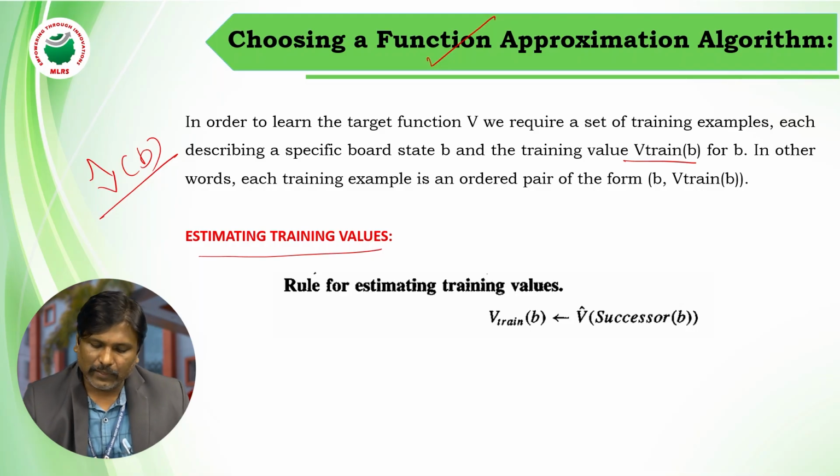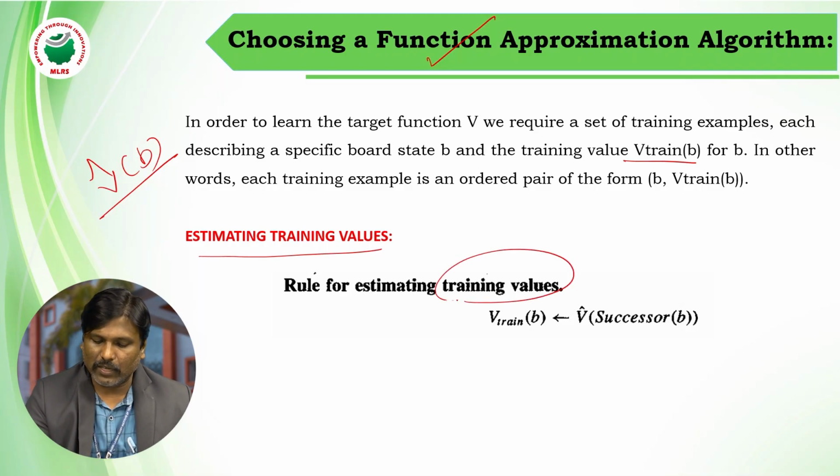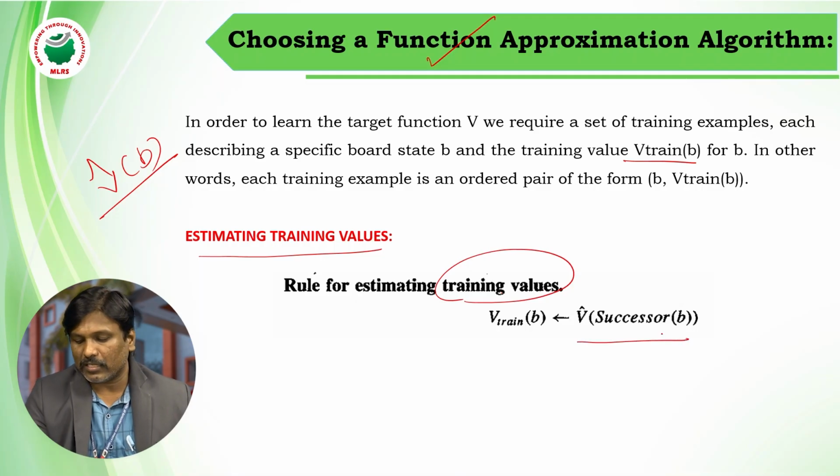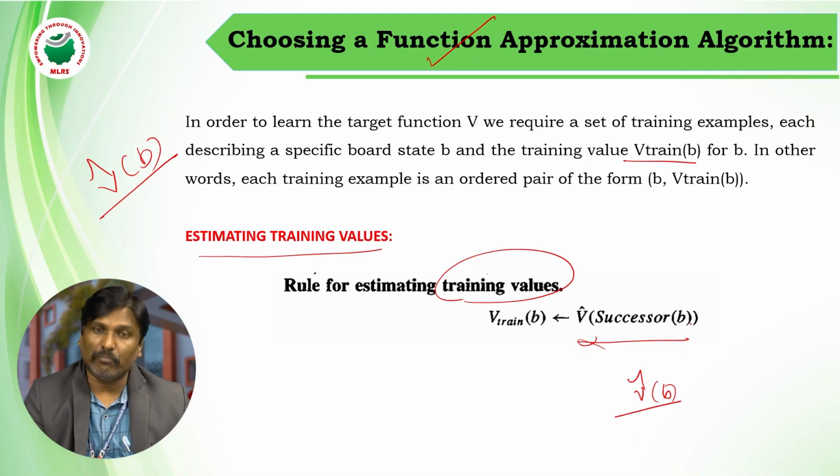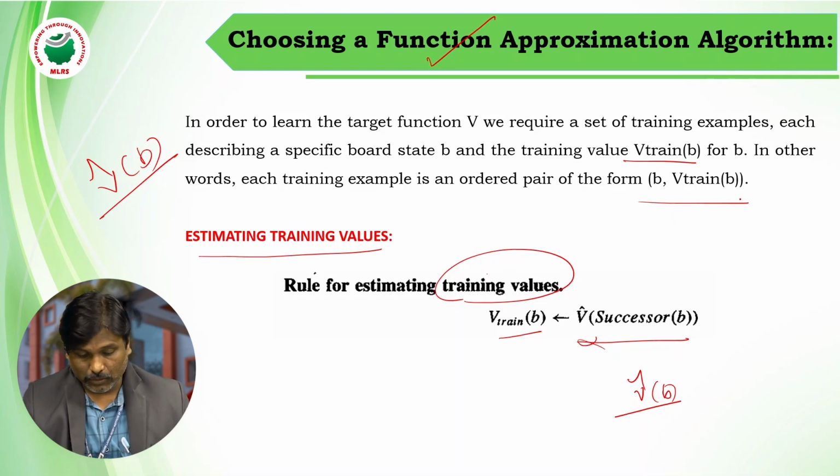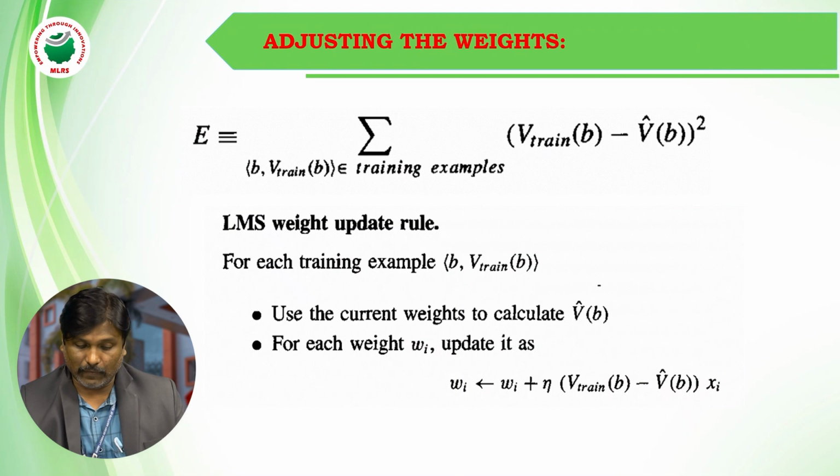How can we identify the training values? These training values are nothing but the successor values of V of B. So that is V of Successor of B. So V train of B is the successor value of V cap of B, and that is represented as B comma V train of B. Like that we can estimate the training values.